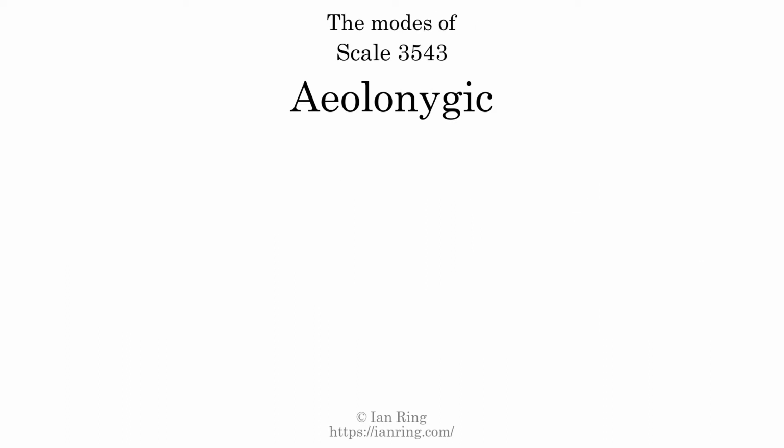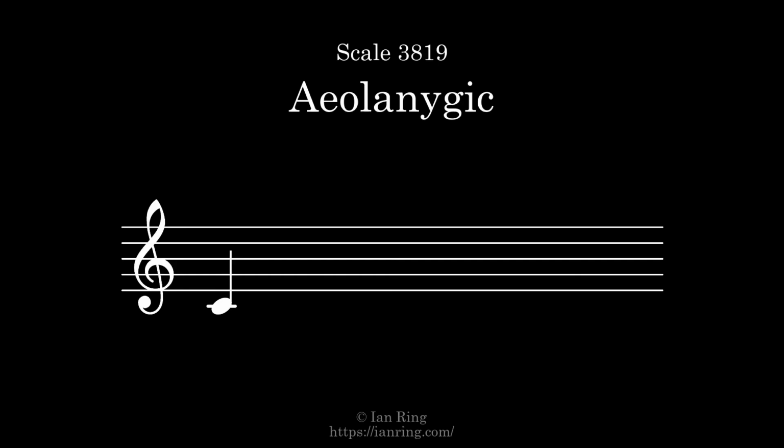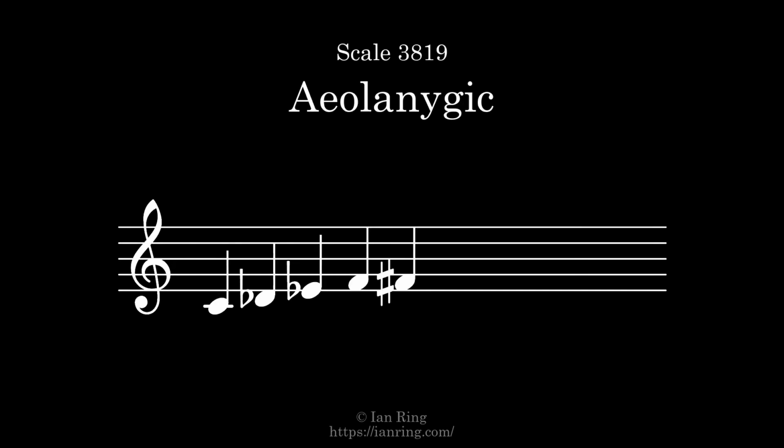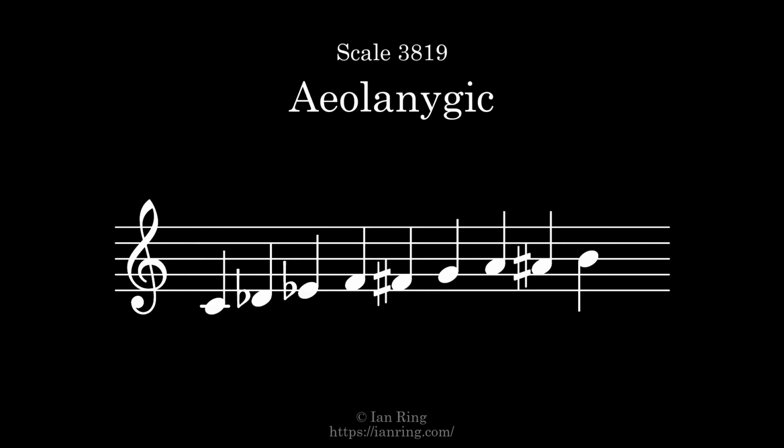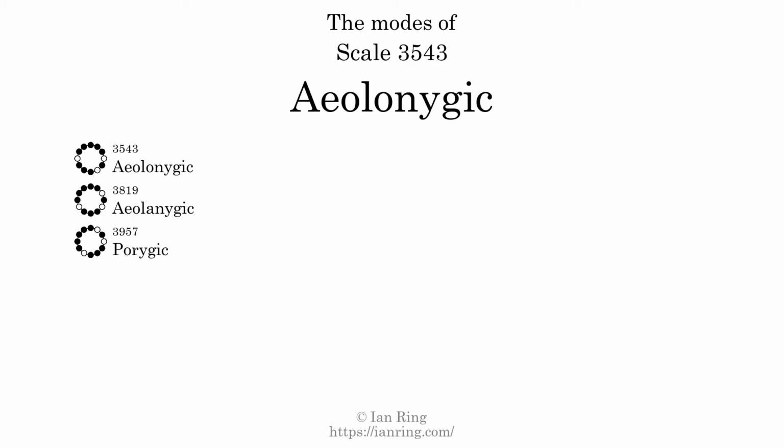This scale has 9 modes. The first mode is itself. The second mode is scale 3819, also known as Aeolonygic. It sounds like this. The third mode is scale 3957, also known as Perigic. It sounds like this.